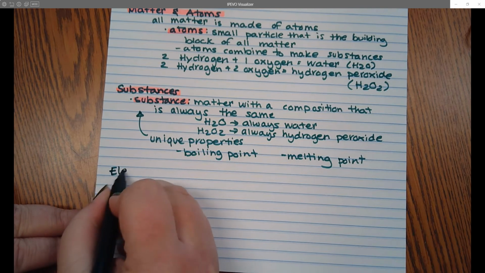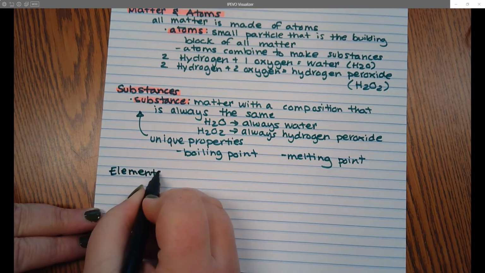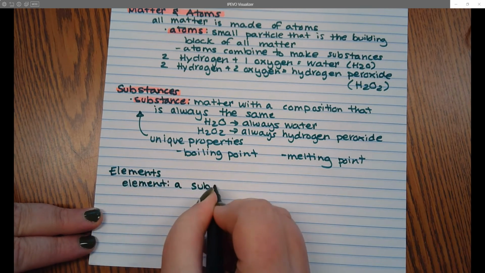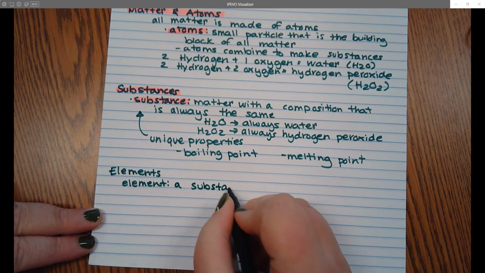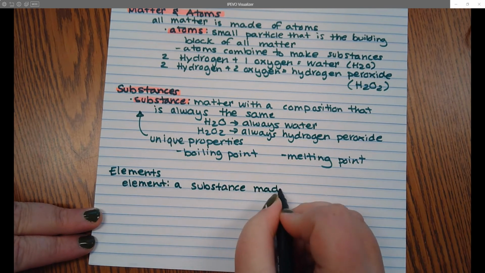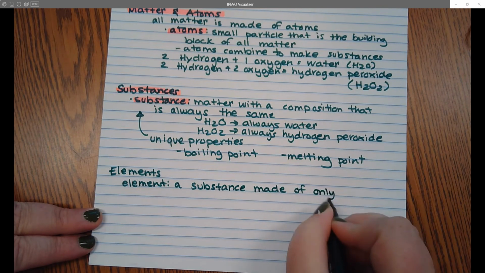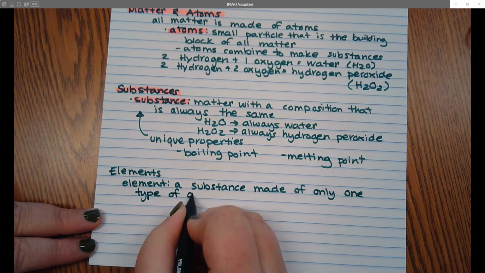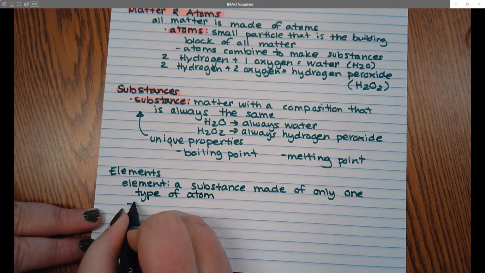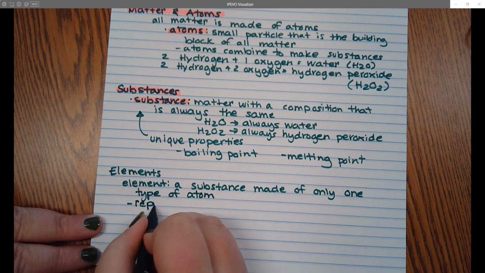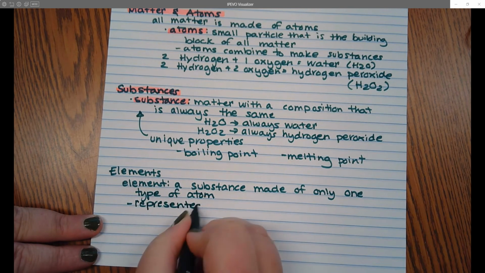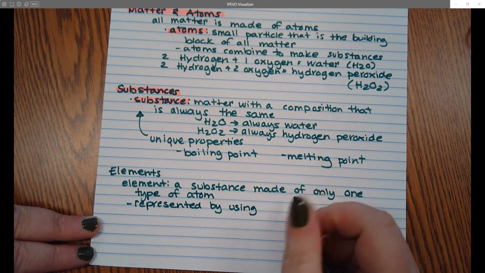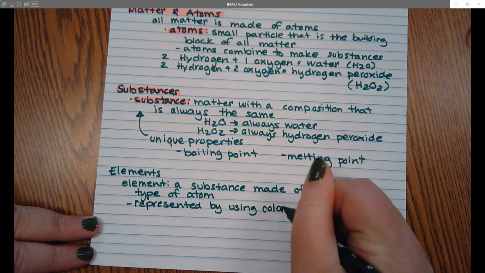This section of the text then goes into elements. The definition of an element is this is a substance made of only one type of atom. And we represent this by using colored circles. So by using circles of one color or colored circles, either way.